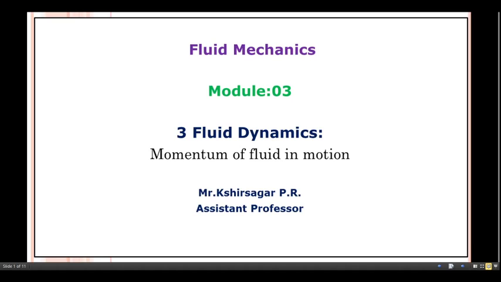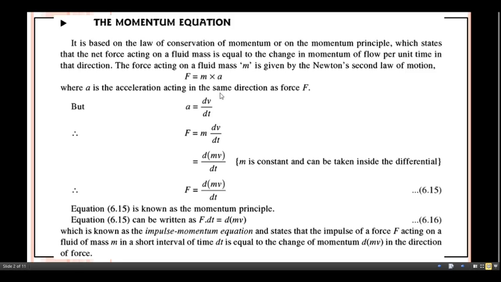In today's session, we'll learn about the momentum of fluid in motion. So let us discuss this momentum equation. It is based on the law of conservation of momentum, or the momentum principle, which states that the net force acting on a fluid mass is equal to the change in momentum of flow per unit time in that direction. The force acting on the fluid mass m is given by Newton's second law of motion.